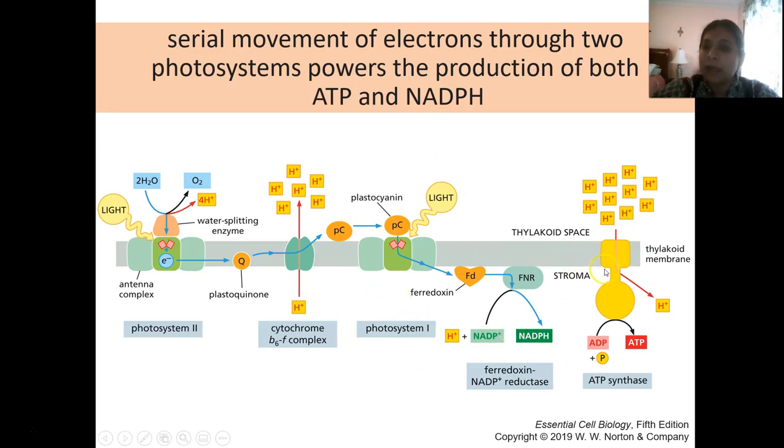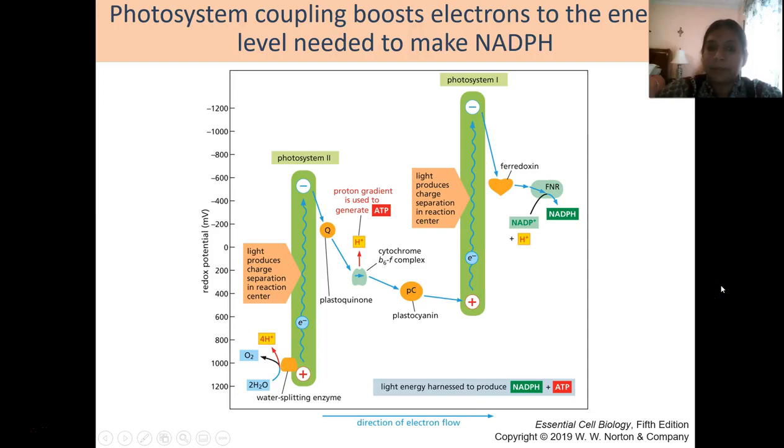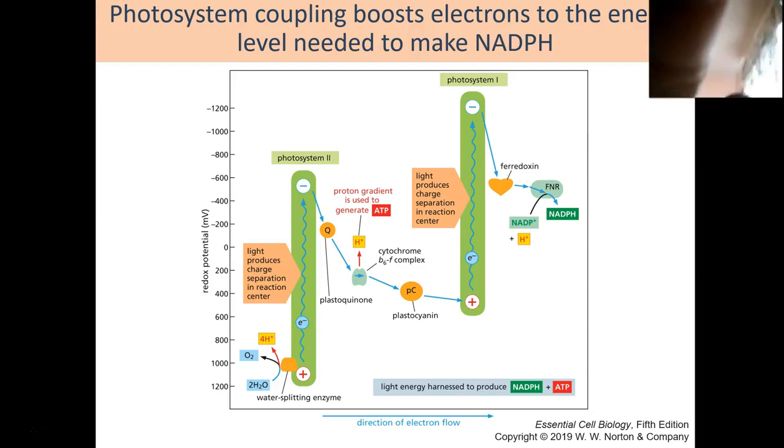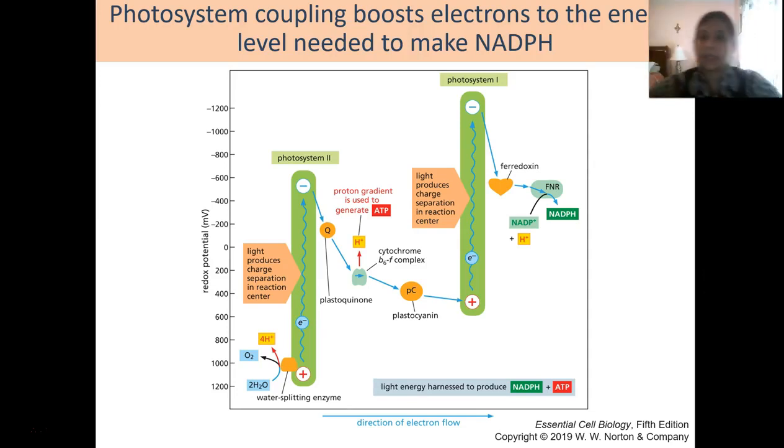And then finally, you have the proton gradient that is going to run your ATP synthase, just like it did in the mitochondria, by shuttling the protons back into the stroma, where it is going to rotate the ATP synthase and use that energy to convert ADP into ATP. So the photosystem coupling allows this process to be more efficient.